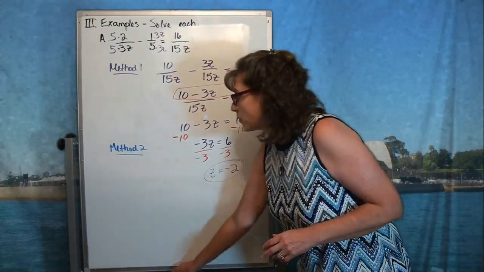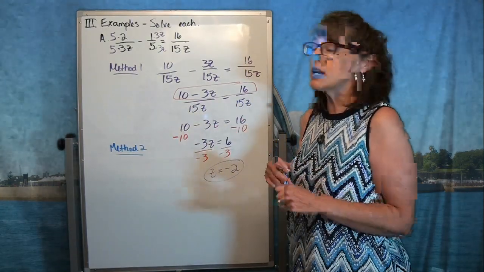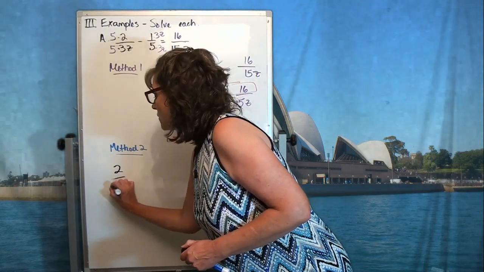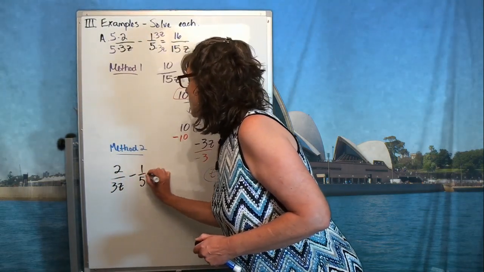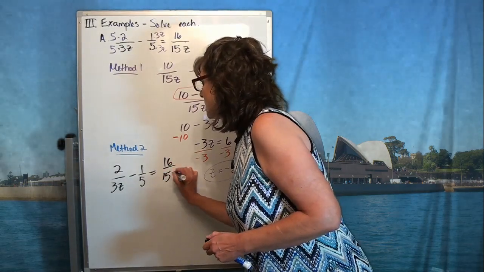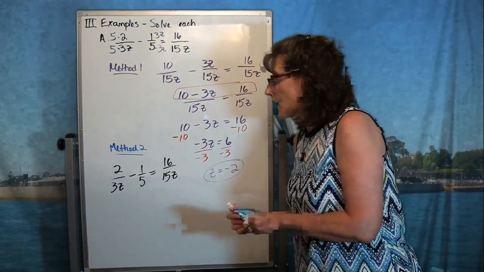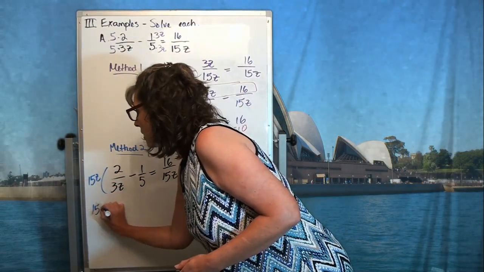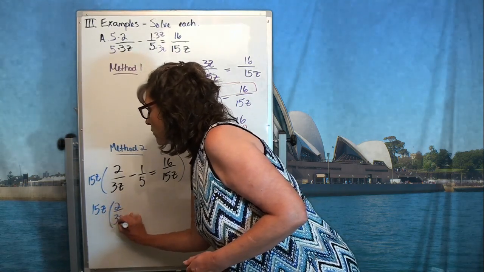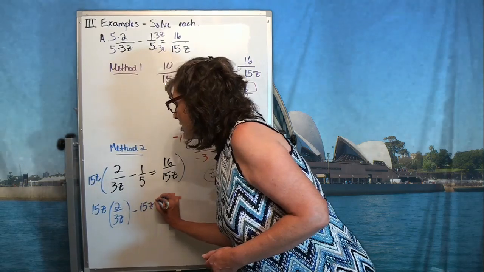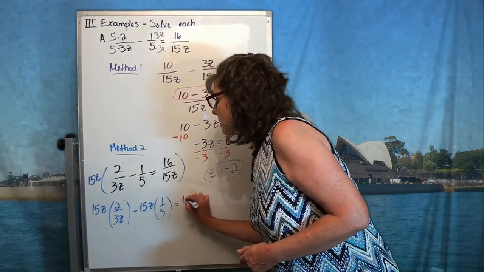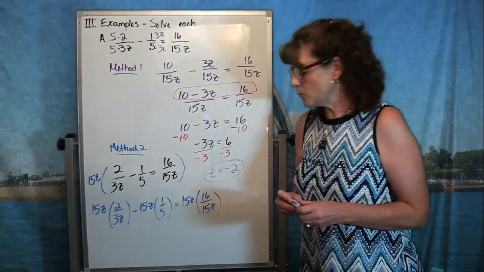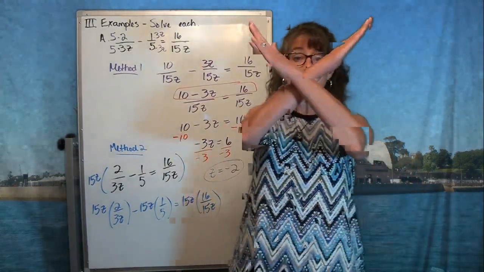Now, that second method, remember, says I'm going to use that LCD, but I'm going to handle it in a different way. It says I'm going to take my beginning equation of 2 over 3z minus 1/5 equals 16 over 15z. And what I'm going to do with the LCD this time is multiply everything by the LCD. Every single term gets multiplied by the 15z. So the first term gets multiplied, the second term gets multiplied, and even in the back it gets multiplied by that LCD. The reason we're doing this is because, remember, we are now multiplying fractions.